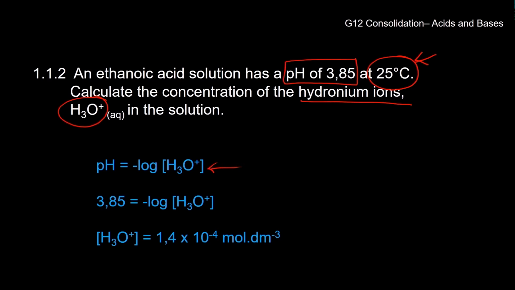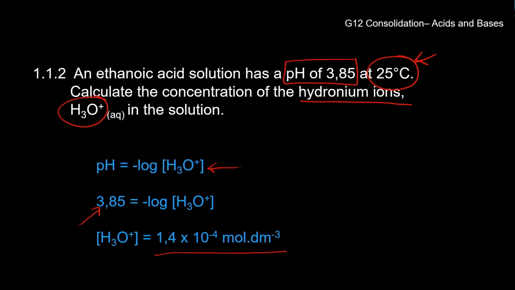We know what the pH is. It is 3,85, so we're going to substitute that in. And we're going to, on our calculators, do our logarithm working out, and we end up with an answer of 1,4 times 10 to the minus 4 mole per decimeter cubed.